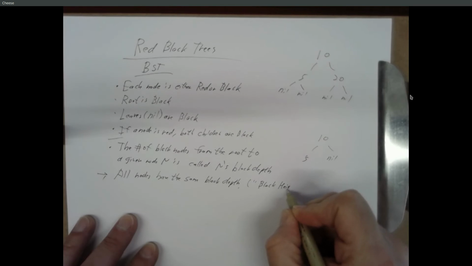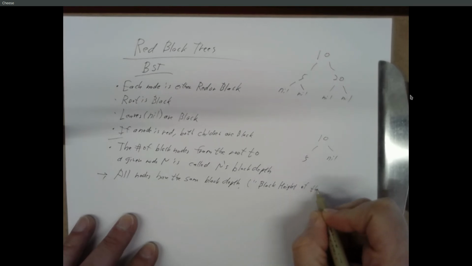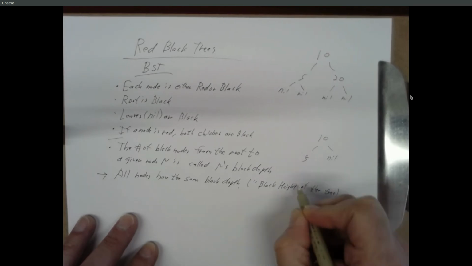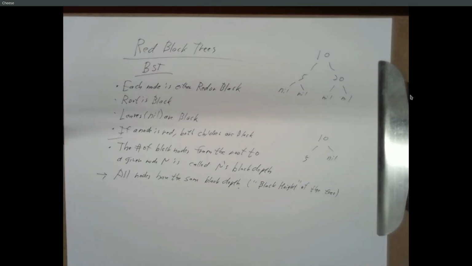And we can call that the black height of the tree. So normally the height of a tree is the depth of the deepest node. Since all nodes have the same black depth, the height is just whatever that depth is.